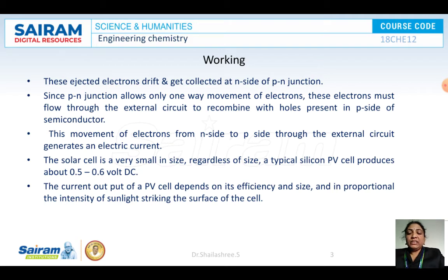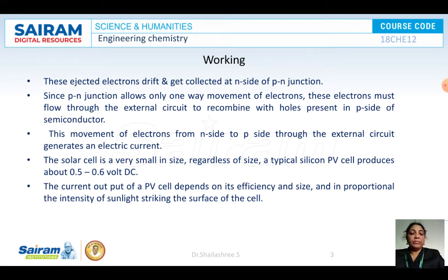A typical small solar cell produces around 0.5 to 0.6 volts of direct current. The generation of electricity depends on how much sunlight is striking the surface of the solar cell. We can say that the production of solar energy is directly proportional to the intensity of the sunlight striking the surface of the PN junction, and it also depends on the size of the solar cell.